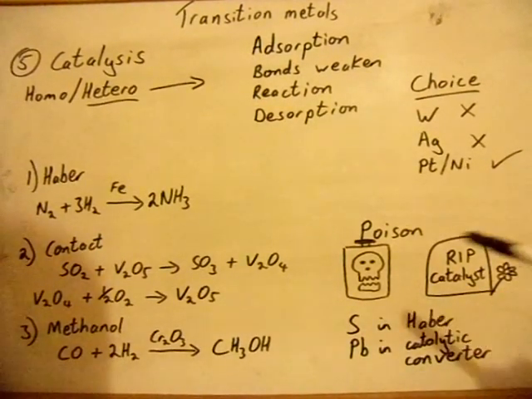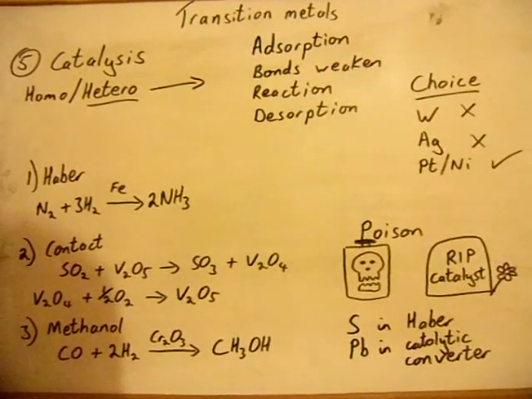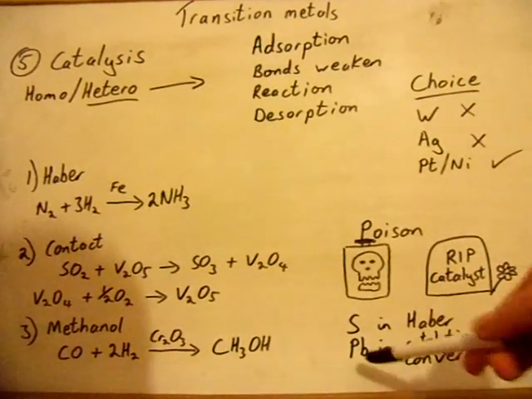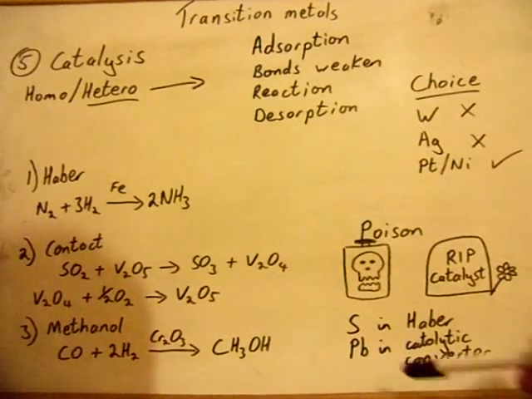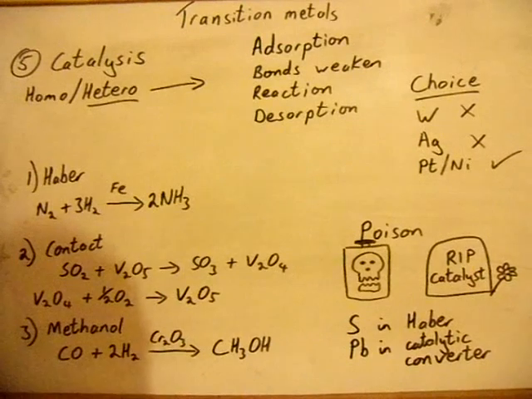So sulfur, for example, in the Haber process, the sulfur bonds strongly to the iron, and lead in catalytic converters, which is why fuels are unleaded. So if you want to make sure that your catalyst doesn't get poisoned and go and meet its maker, then just make sure you purify your actual reactants, what you're putting in. So make sure your petrol doesn't have lead in it, and likewise make sure there's no sulfur impurities when you're pumping through the nitrogen and hydrogen.